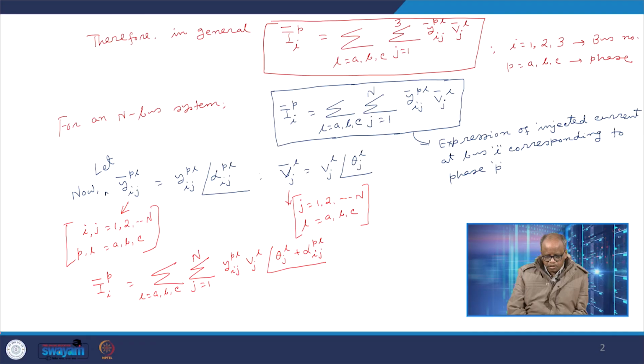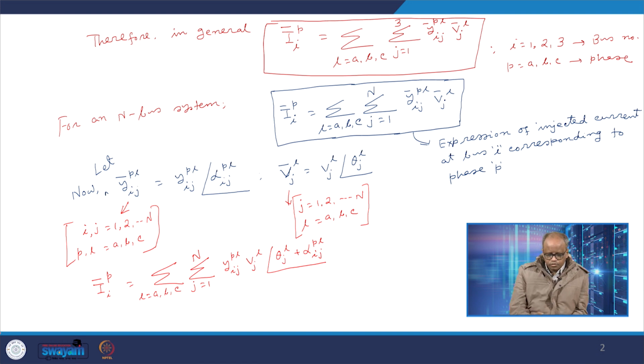Hello, welcome to this lecture on modeling, analysis and estimation of three-phase unbalanced power network. We have been discussing the network modeling for three-phase power network. In the last class, we first derived the equation for injected power at bus i corresponding to phase p, and that p is actually a, b, c.